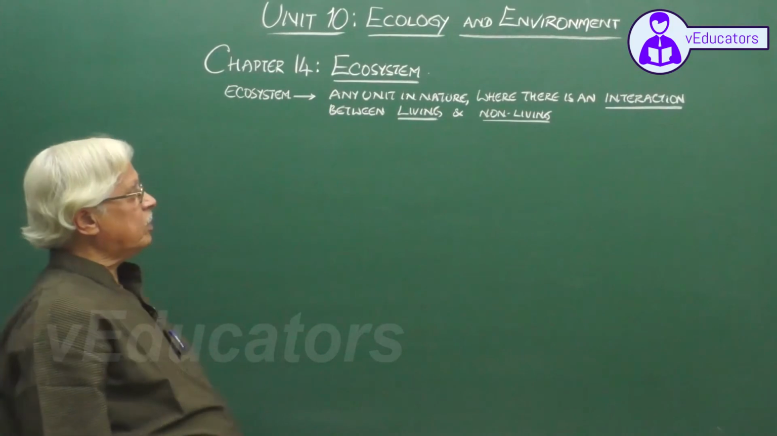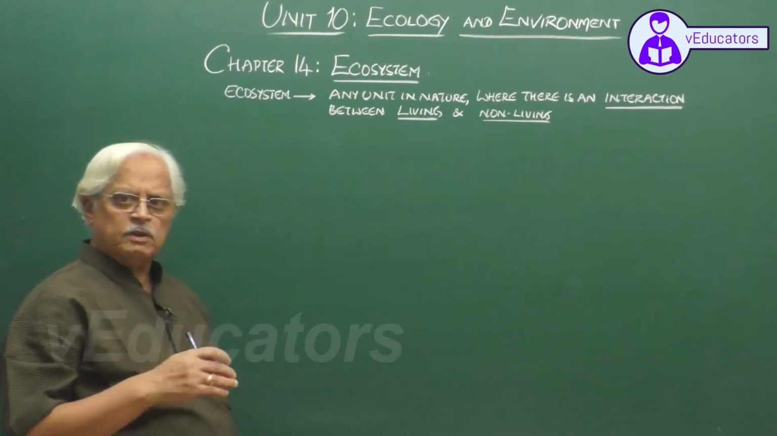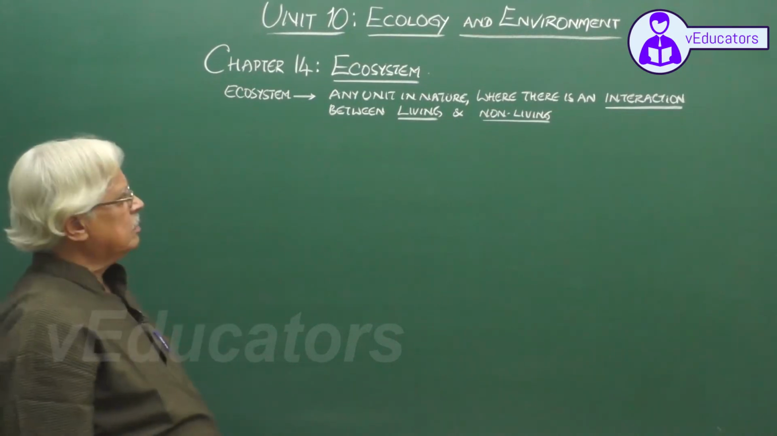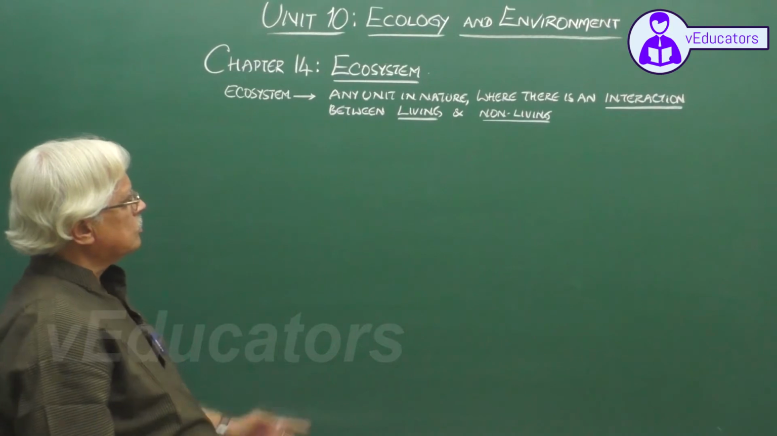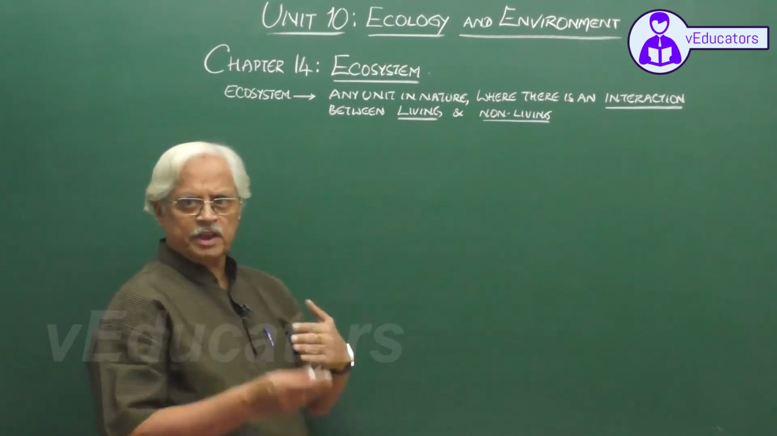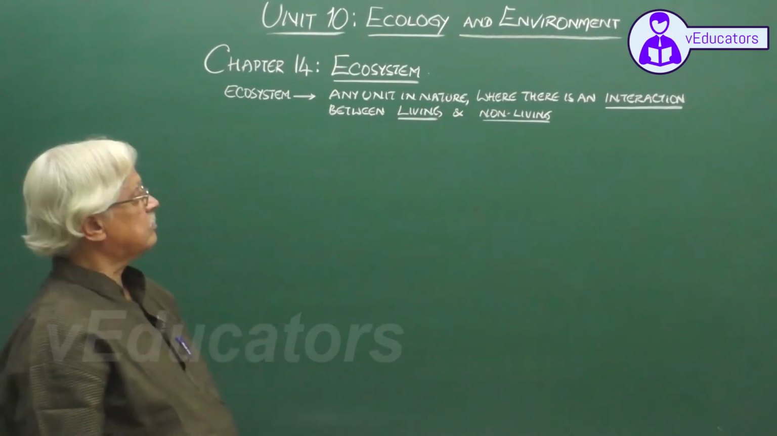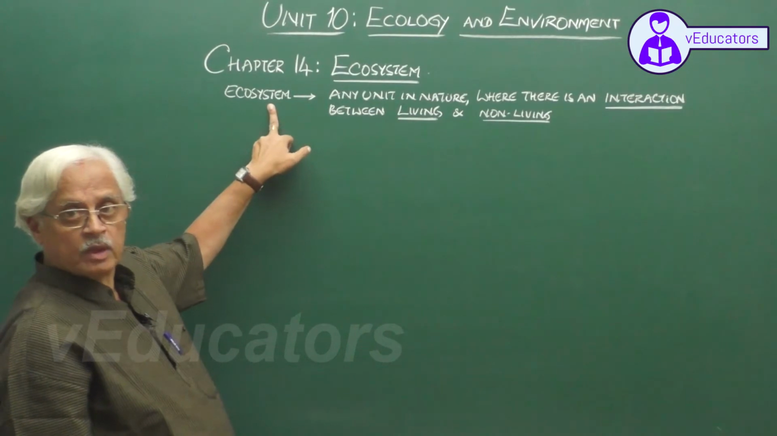In the previous chapter, organisms and environment, we have seen how various non-living factors influence the activity of living organisms. So any unit in nature wherever the living and non-living are interacting with each other, such a unit can be described as an ecosystem.